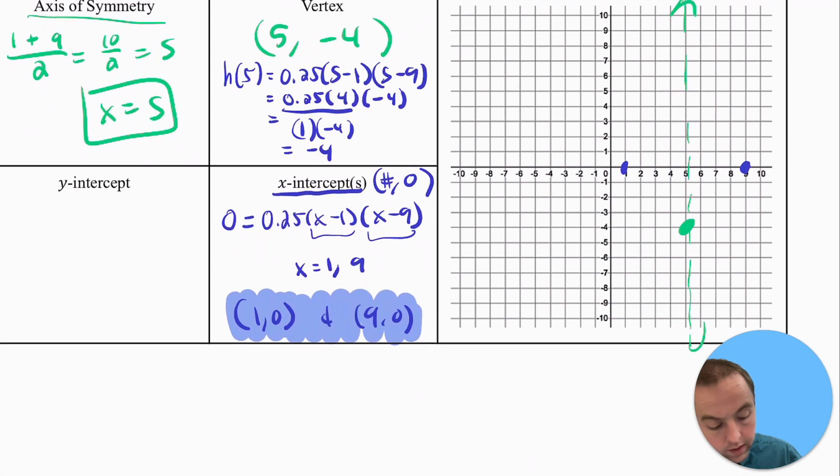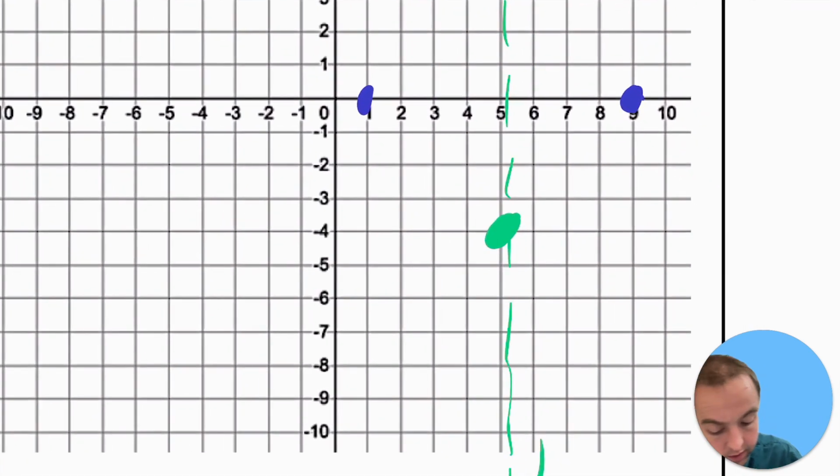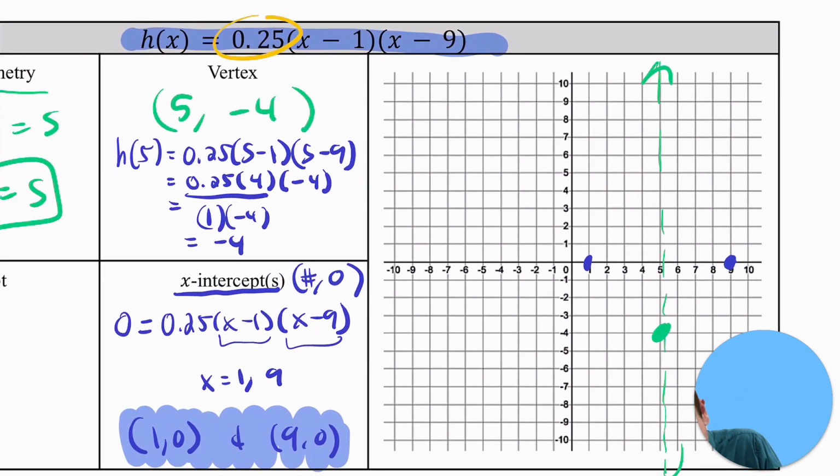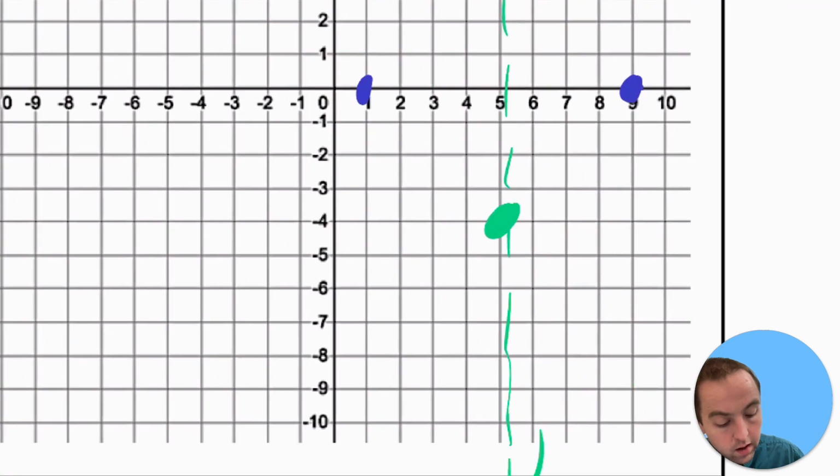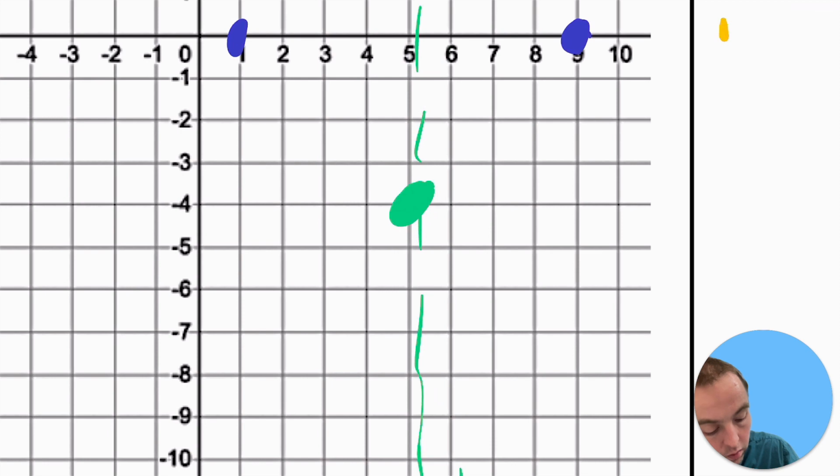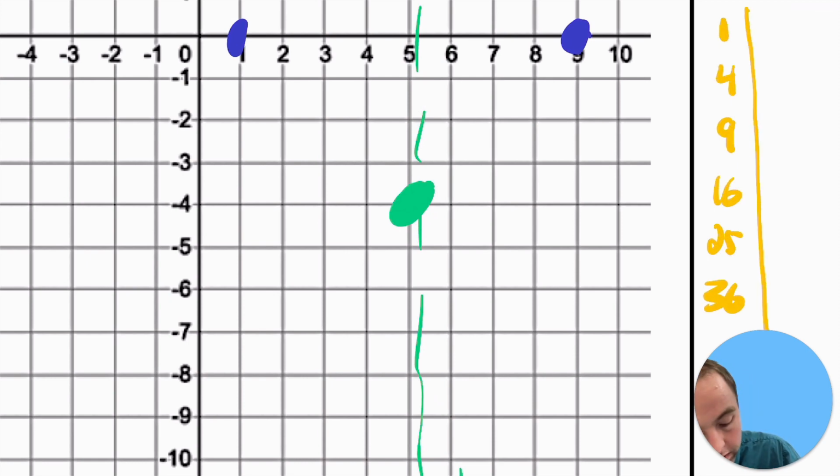And then if I want to get a nice, accurate sketch of this graph right here, I can recognize the fact that this a value is 0.25. What that does mean is then 1, 4, 9, 16, 25, 36, right? Instead of going up by that much each time, it's just going to go up a quarter of it each time. So a quarter of 1 is 0.25.